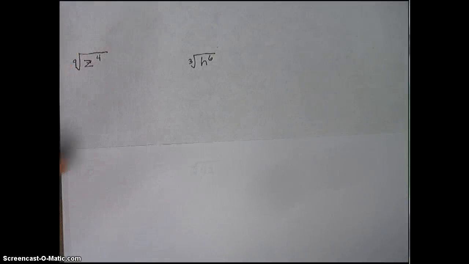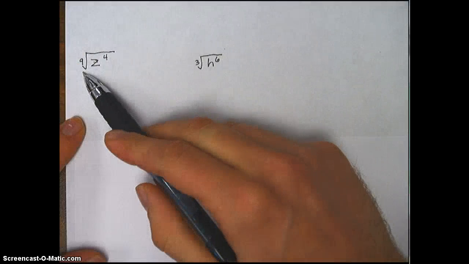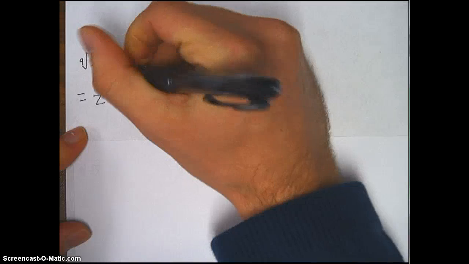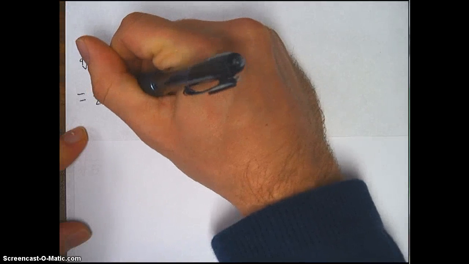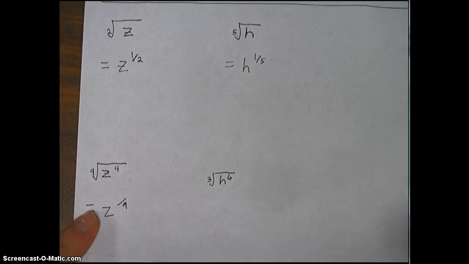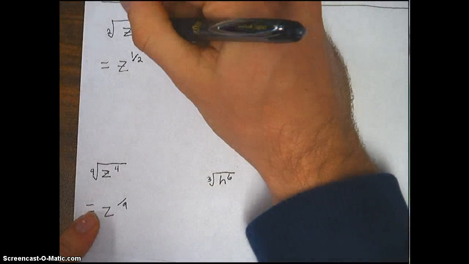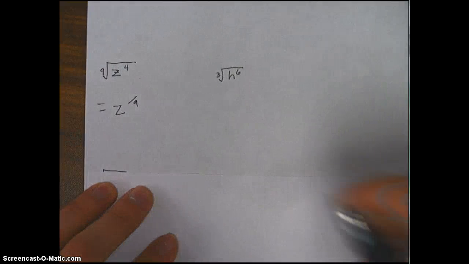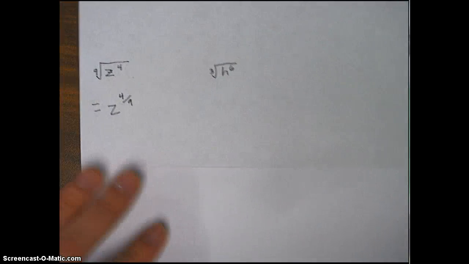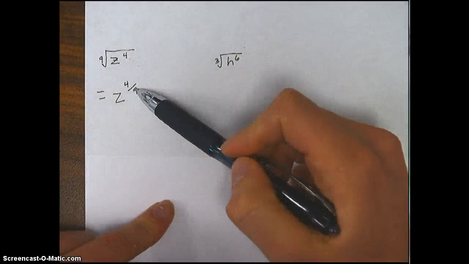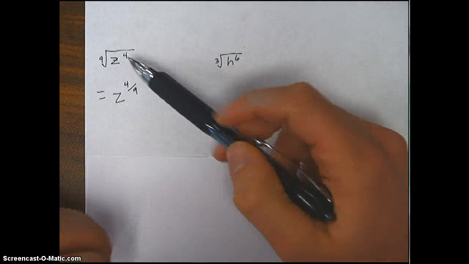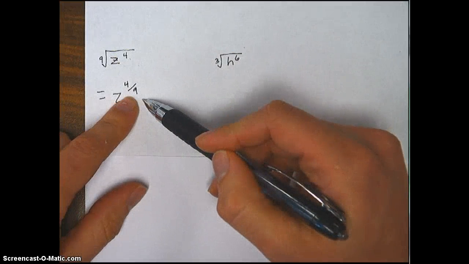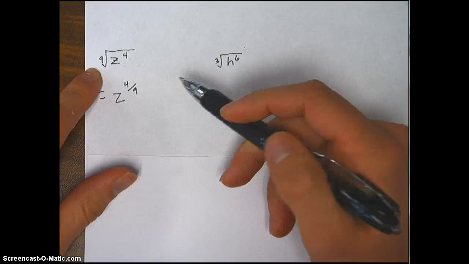So if we want to do something like the 9th root of z to the 4th, well, that's a fractional exponent as well, where the bottom of the fraction is a 9. If you come back up here, you see that that was z to the 1/2. Well, that was z to the 1st power. So to write this as a fractional exponent, this is z to the 4/9 power. See, the top of the fraction, the numerator, comes from the exponent on the variable, and the bottom of the fraction in the exponent, the denominator, comes from the index value.